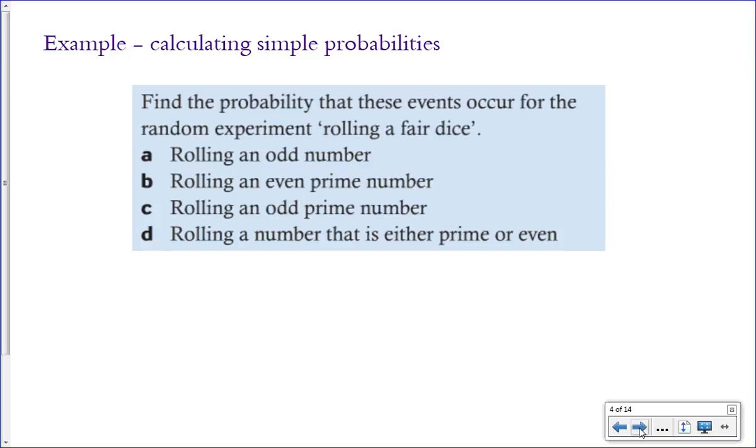And the final one, rolling a number that is either prime or even. So here I'm going to list out that set. So what's included in the set? Either prime or even. So 1 is not included. 2 is included because it's even. 3 because it's prime. 4 because it's even. 5 because it's prime, 6 because it's even. And so there is a 5 out of 6 possibility that you'll roll a number that is either prime or even.